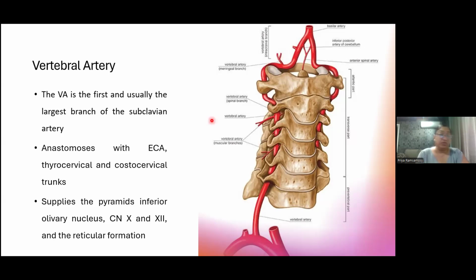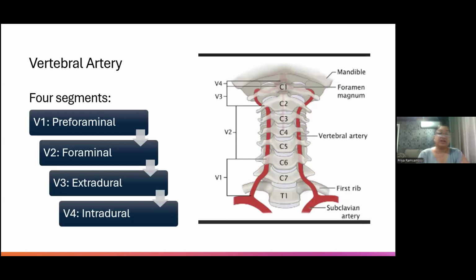Importantly, as an overall picture, the vertebral artery supplies the pyramids, inferior olivary nucleus, cranial nerves 10 and 12, and the reticular formation. So as we talk about the vertebral artery, we must get into the fact that there are segments of the vertebral artery. Okay, so we have our pre-foraminal, there are four of them, our foraminal and our extradural and intradural. Okay, so basically V1 or your pre-foraminal, as we can see here, and we get into exactly where they come from. We see V2 from about C6 to C2 and V3 extradural and V4 intradural. So just bear this picture in mind as we get along and we speak a little bit more about each segment of the vertebral artery.